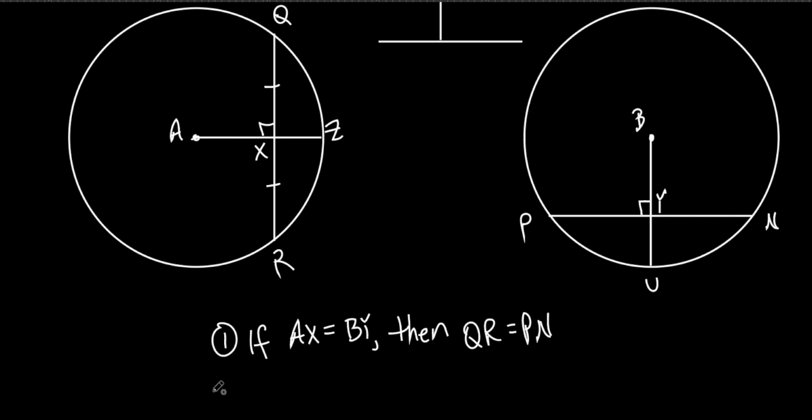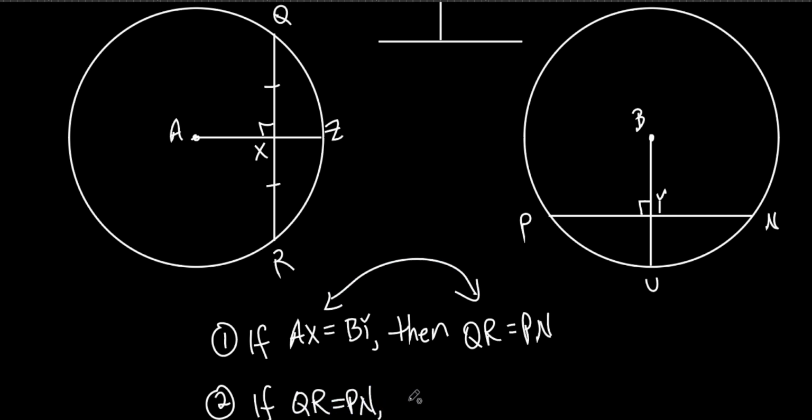So let's do part 2 of this. So part 2 says it switches it around. The if and only if means like that. So instead of if AX equals BY, what are we going to say now? If QR equals PN, then AX equals BY. That's right, then AX equals BY.